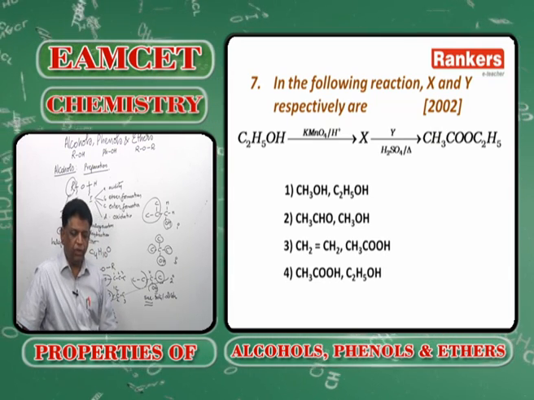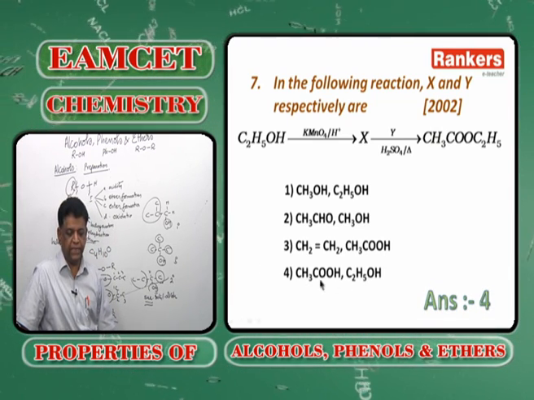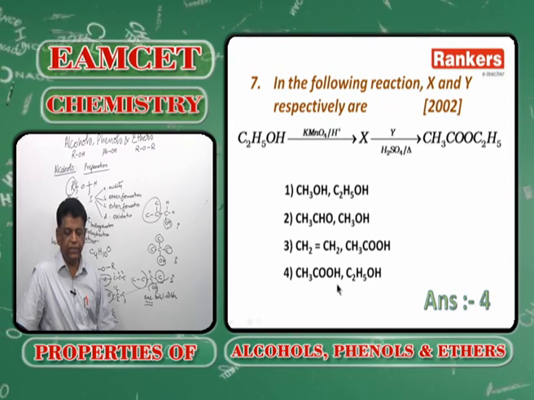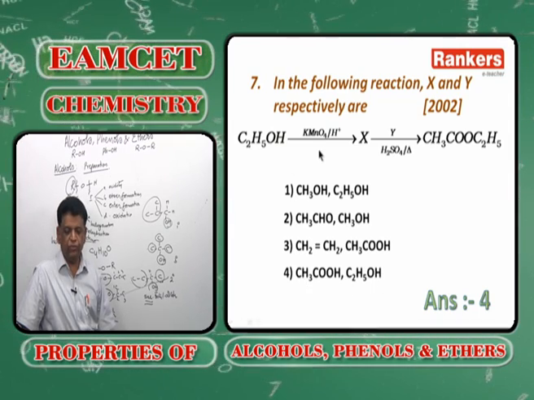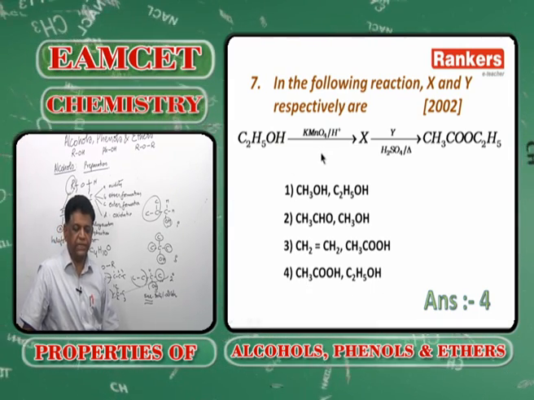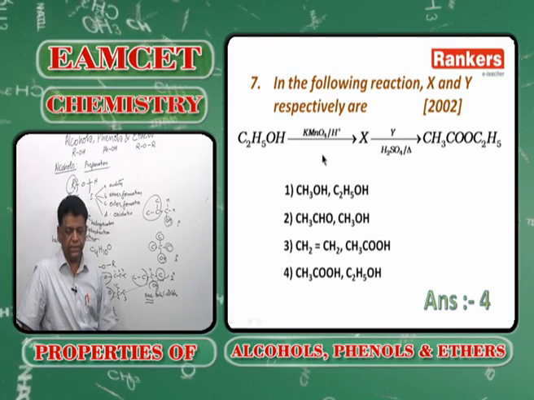So 4 is the right answer. Acetic acid, when treated with ethyl alcohol, forms an ester. The second step is the esterification step, the first one is the oxidation step. Next.